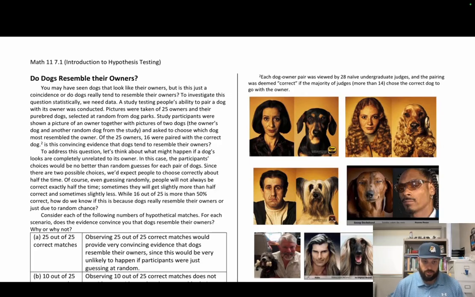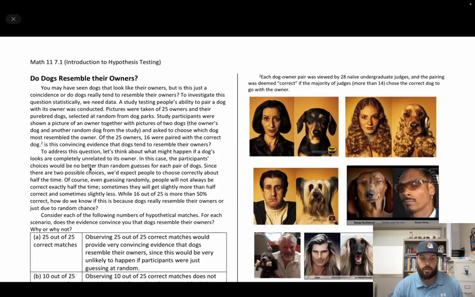Okay, to address this question, we want to come with this idea of if they did not resemble their owners at all, the participants' choices would be no better than a random guess for each pairing. And since there are two possible outcomes, we'd expect people to choose correctly about half the time. Of course, even with random guessing, people will not always be correct half the time. Sometimes there'll be more, sometimes less. So while 16 out of 25 is more than 50% correct, how do we know if this is because dogs resemble their owners or it was just random chance that they did a little bit better than 50%?